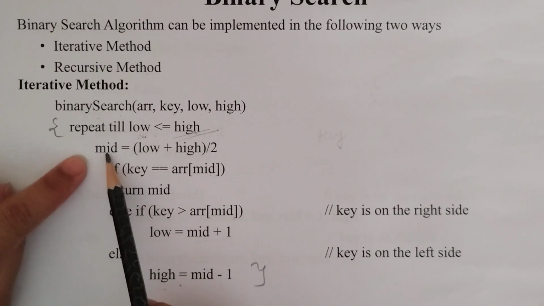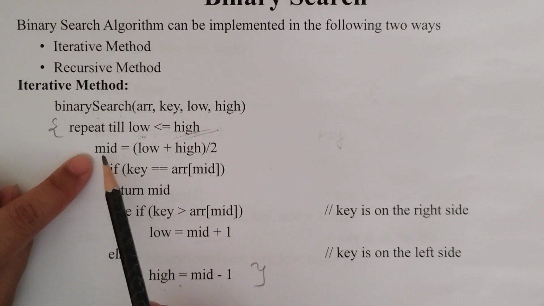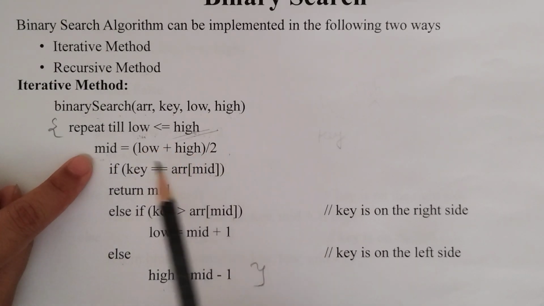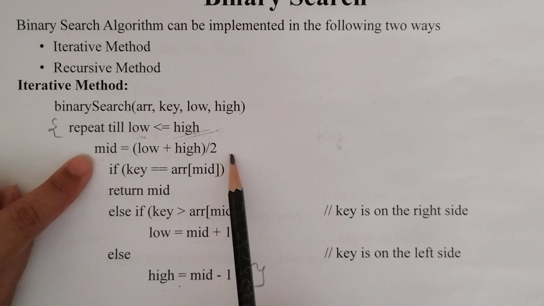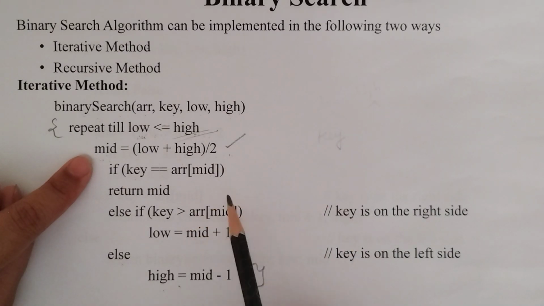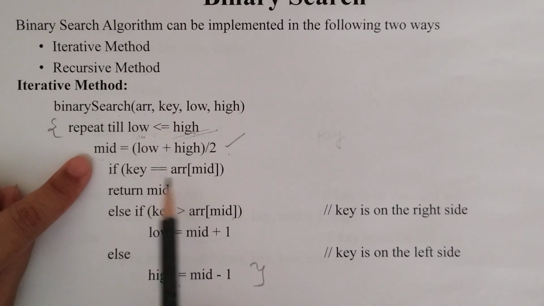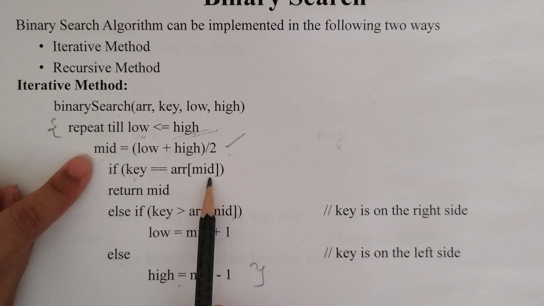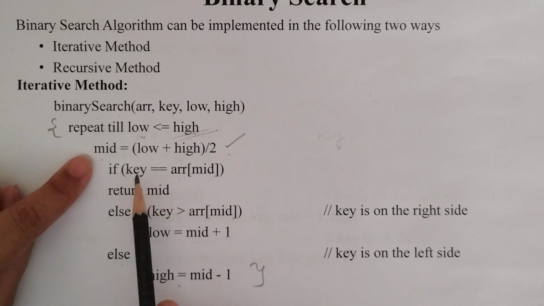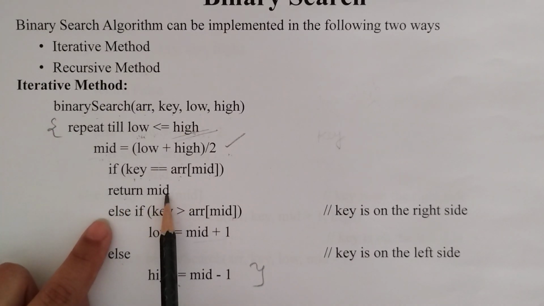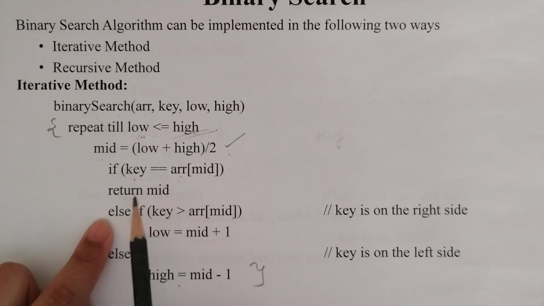So what is the first step we do for binary search? First we need to find the middle value. So how do we find the middle value? By using this formula, that is low plus high divided by 2. Once you have found the middle value, now you will start your comparison. So what is our first comparison? We need to compare whether the given key value is equal to the middle element of your array. If it is equal to the middle element of your array, directly you will return that middle element as your result, as output.